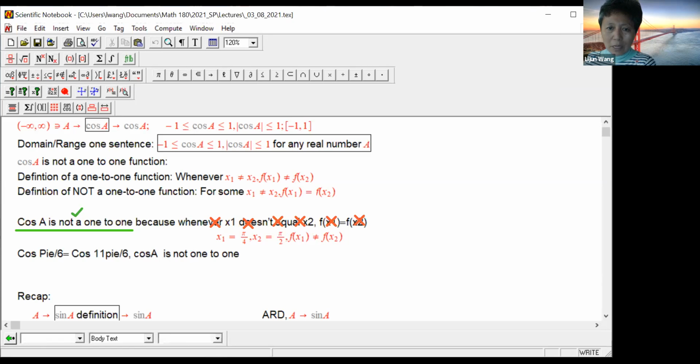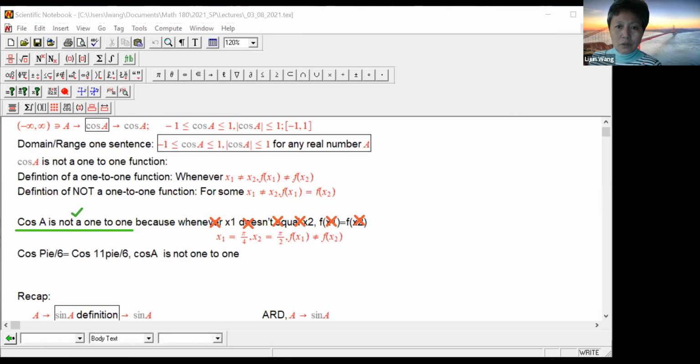And Jocelyn said it does not pass the horizontal line test. That's a good one too. That's more visual, but you still have to be able to verbalize it. You know what I mean, Jocelyn? You still have to be able to verbalize that, and that will be a required skill in Cal.